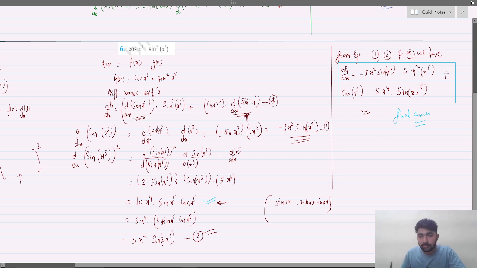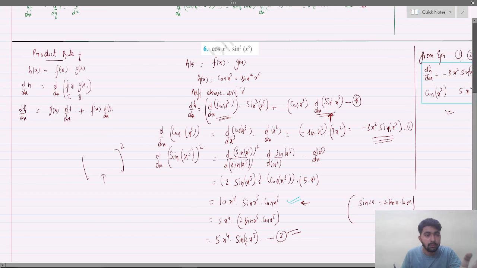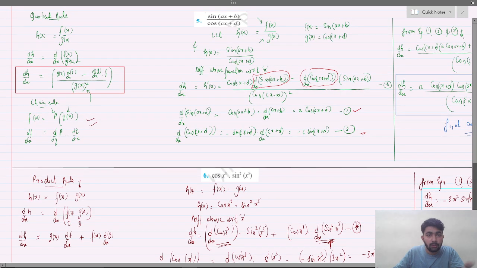I hope you understood what we learned from these two questions: how we need to apply the product rule, and how we need to apply the quotient rule for a given question. And in the quotient rule and product rule, again we need to apply the chain rule. Actually, the fifth and sixth are both a complete mixture of the quotient rule, product rule, and the chain rule.